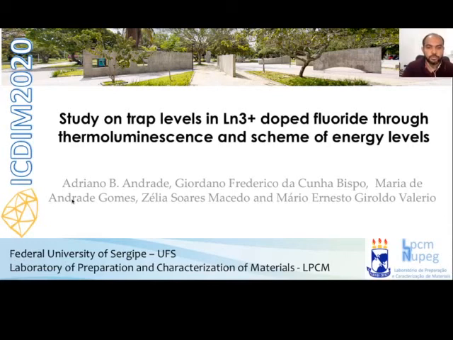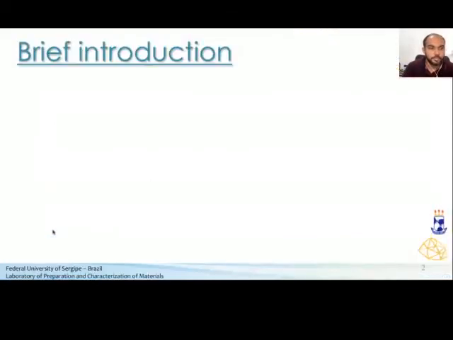I will show you the work: Study on trap levels in lanthanide 3+ doped fluoride through thermoluminescence and scanning of energy levels. Just a brief introduction about what we will see.